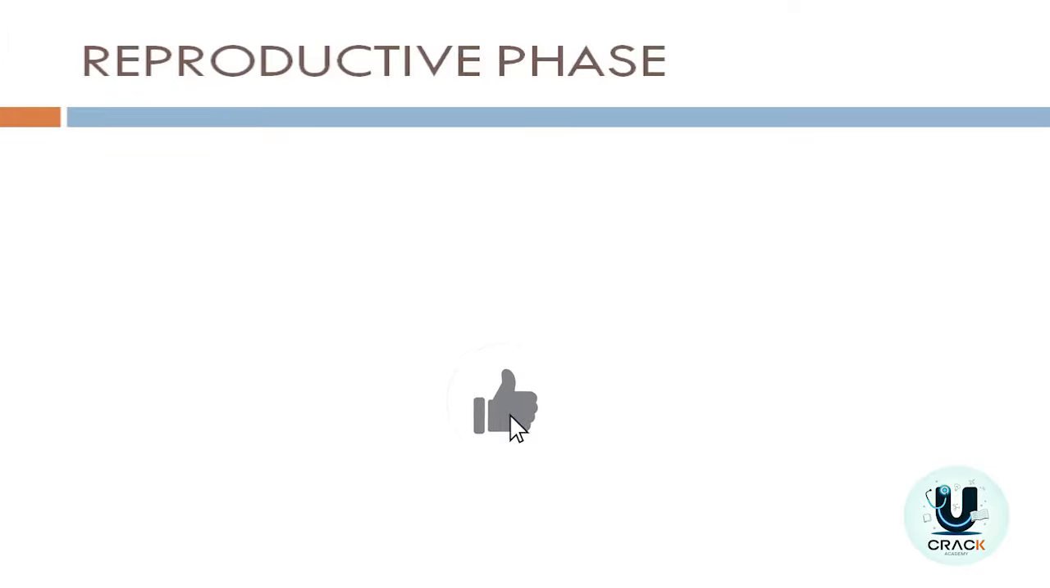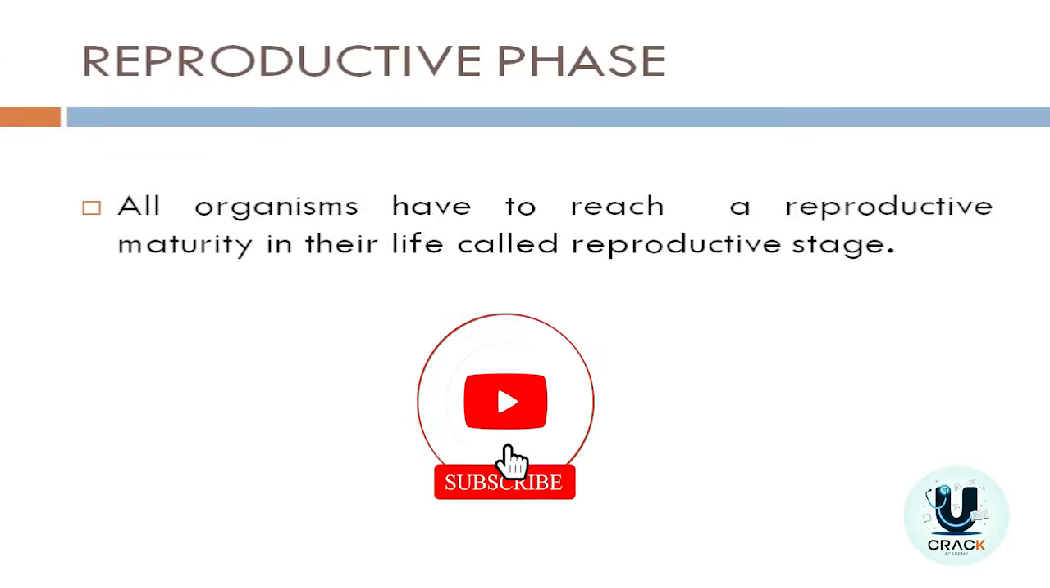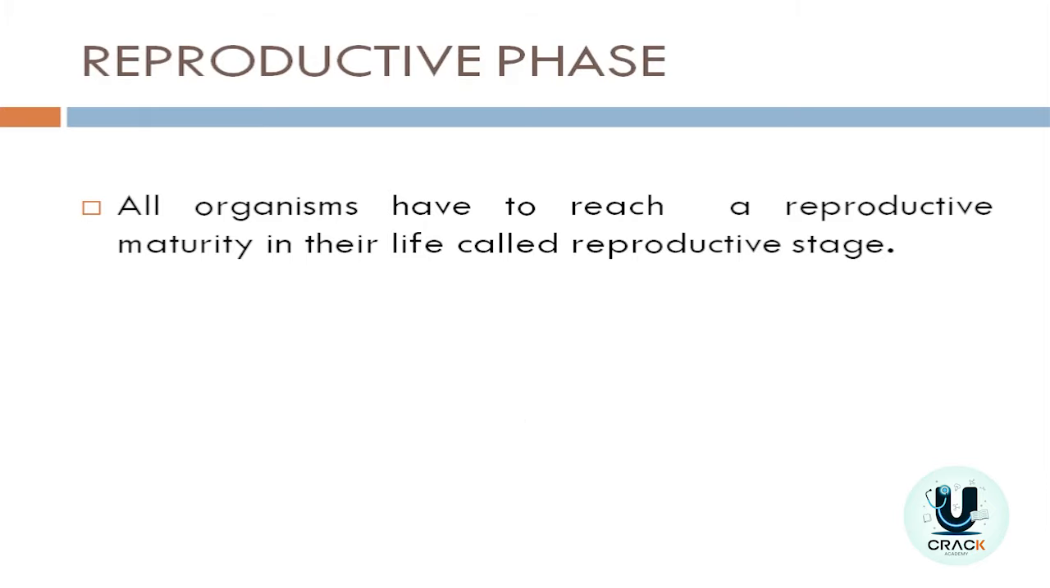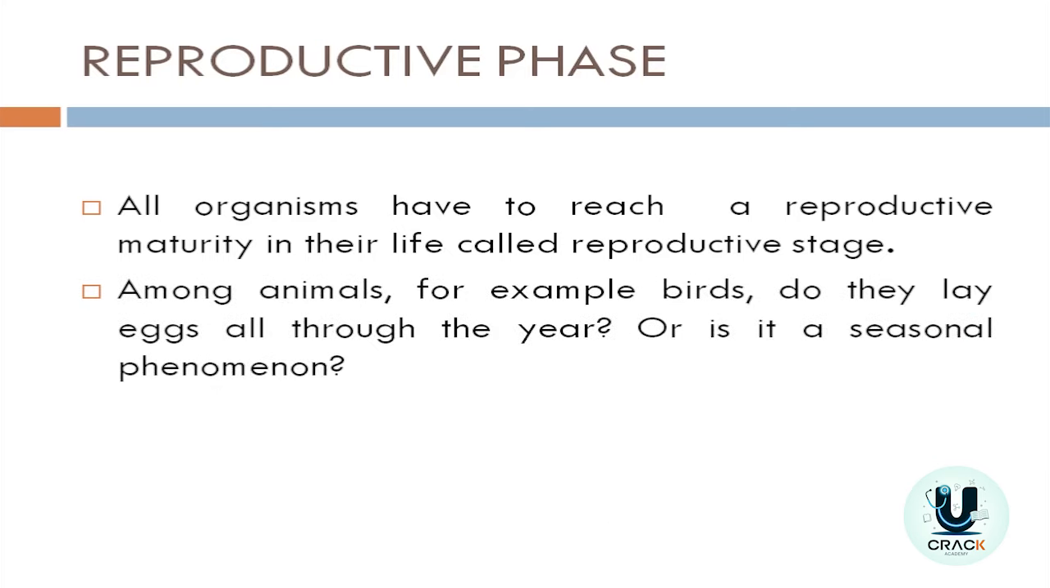Second one, reproductive phase. All organisms have to reach a reproductive maturity in their life. Among animals, for example, if you take birds, do they lay eggs all through the year, or is it a seasonal phenomenon? That is what we are going to look into.